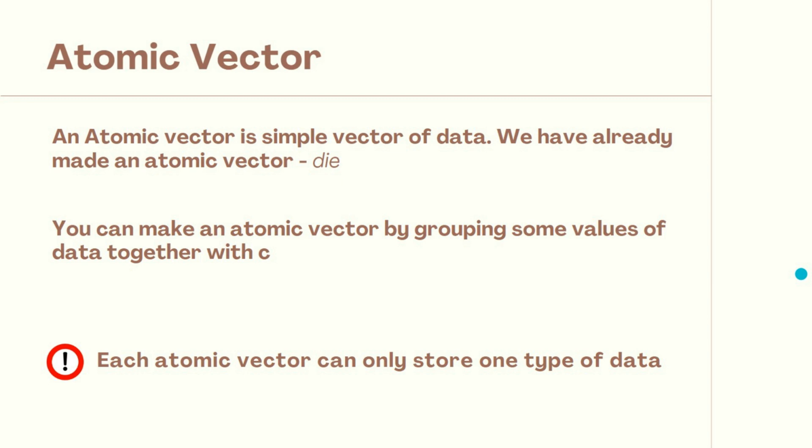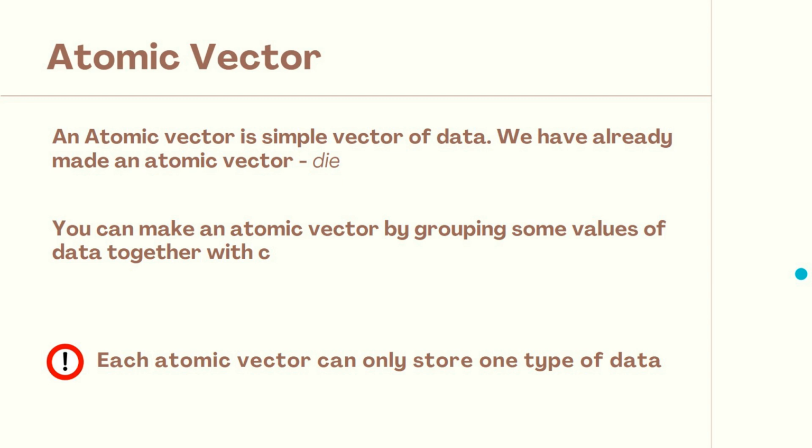Let's start our discussion with the most simple type of object in R, atomic vector. Now you will see that most structures in R are built from atomic vectors. Now what is an atomic vector? Atomic vector is just a simple vector of data. Remember we created an object called die in our previous session.